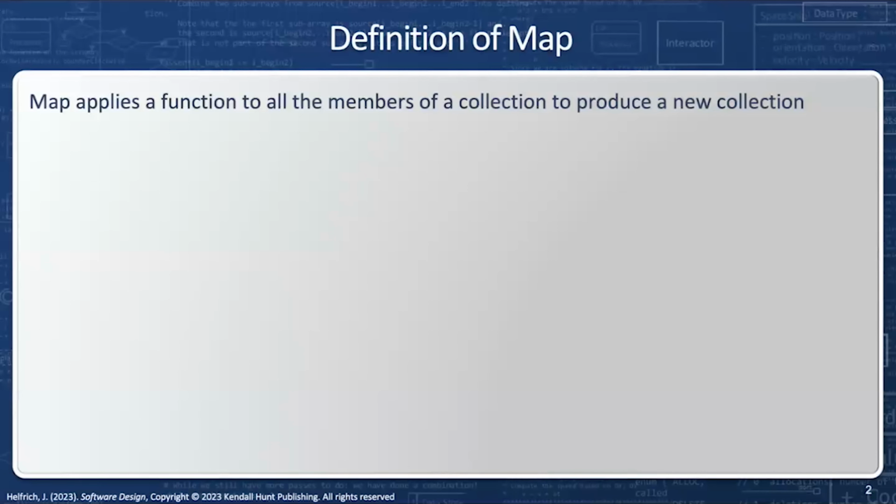First of all, what is a map? A map applies a function to all the members of a collection to produce a new collection. And notice the old collection and the new collection do not necessarily have to be the same data type.